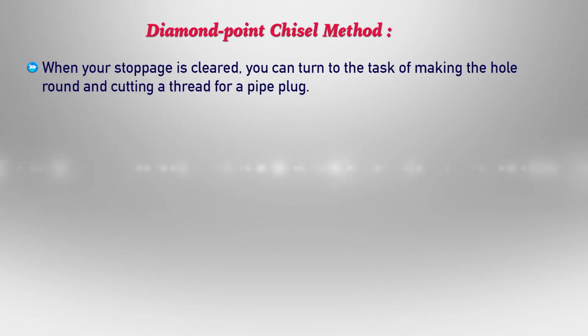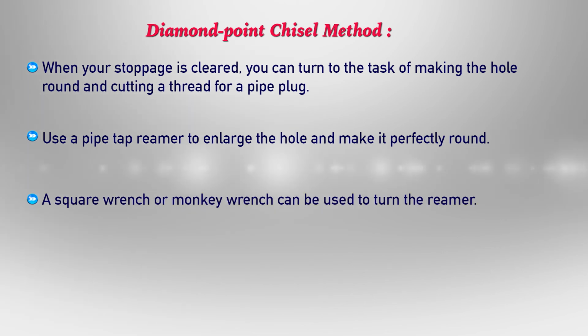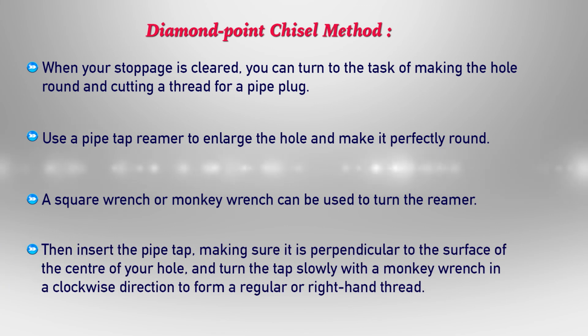When your stoppage is cleared, you can turn to the task of making the hole round and cutting a thread for a pipe plug. Use a pipe tap reamer to enlarge the hole and make it perfectly round. A square wrench or monkey wrench can be used to turn the reamer. Then insert the pipe tap, making sure it is perpendicular to the surface at the center of your hole, and turn the tap slowly with a monkey wrench in a clockwise direction to form a regular or right hand thread.